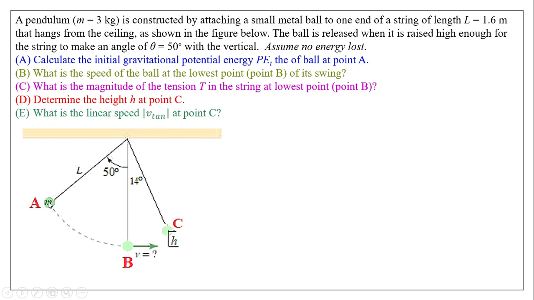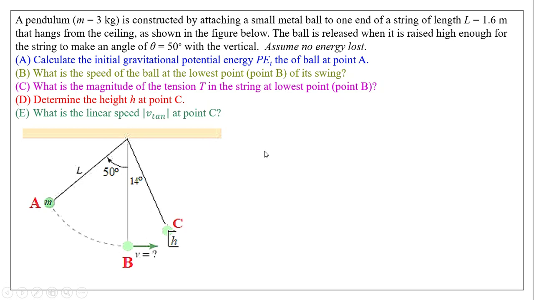So in the diagram, you have a mass here that's raised, like I said, 50 degrees measured from the vertical axis here. All right, the length of the string here is labeled L. Keep in mind that it's given to us as 1.6 meters. So let's go and crack this out. A, B, C, D, and E. Pause the video if you need to.